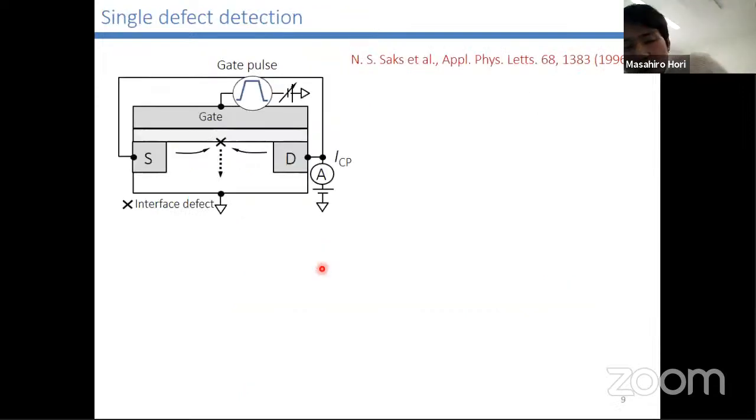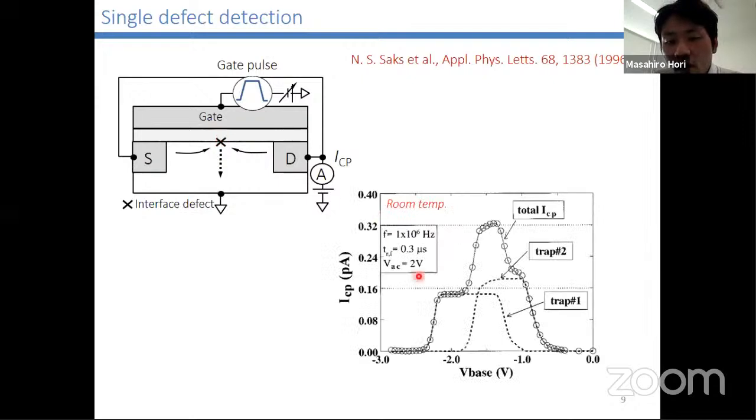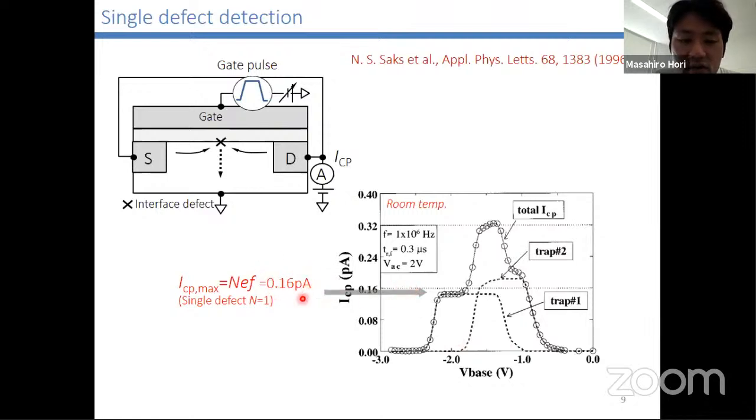Moreover, by using the charge pumping method, we can detect a single defect. By measuring a MOS transistor with a single defect, we can obtain the charge pumping characteristics as shown in this figure. This figure shows the charge pumping current as a function of base voltage. The point is that the current is equal to 0.16 picoampere. In this case, the gate pulse frequency is 1 megahertz, so the detected number of spin is 1.